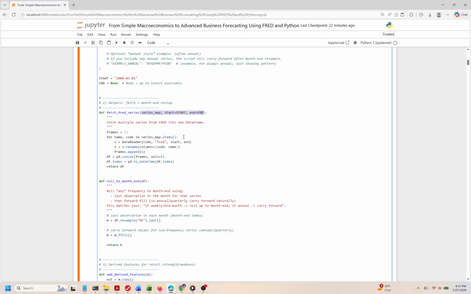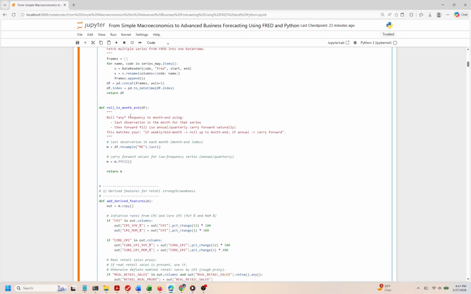Following the data retrieval, we roll the data to a month-end frequency using another helper function. This step is essential for ensuring that all data points correspond to the last observation of each month, which helps us maintain clarity in our time series analysis and smoothens any irregularities that might arise from different frequencies of data collection. To enhance our analysis further, we derive additional features that reflect inflation rates, retail growth, and labor market momentum.